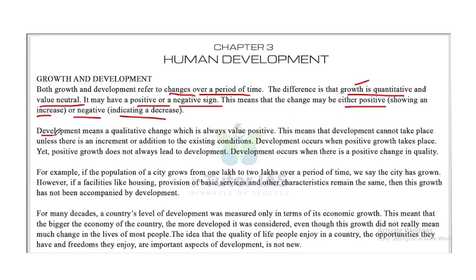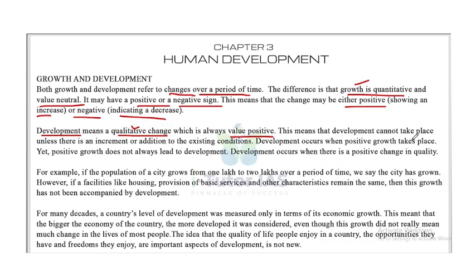Now what is called development? Development means a quality change. It's a qualitative change which is always value positive. Growth is a quantitative change, but development is a qualitative change.